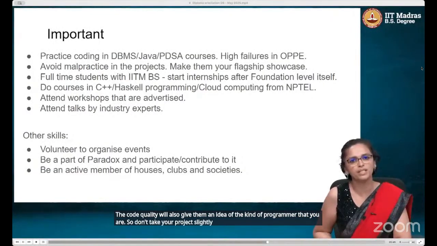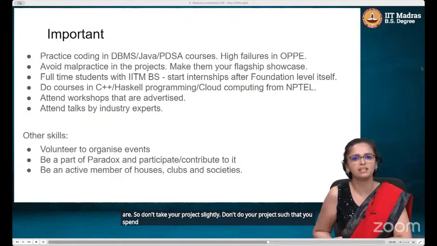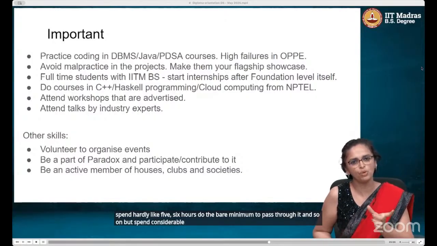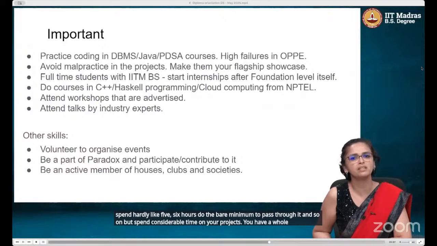Don't do your project such that you spend hardly 5-6 hours, doing the bare minimum to pass, and so on. Spend considerable time on your projects. You have a whole term of about 8 to 10 weeks in which you can do it.